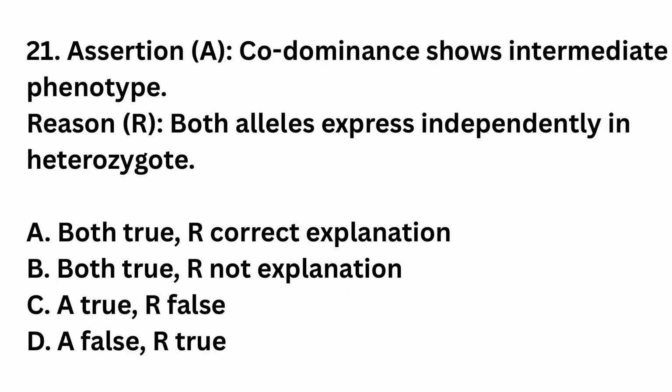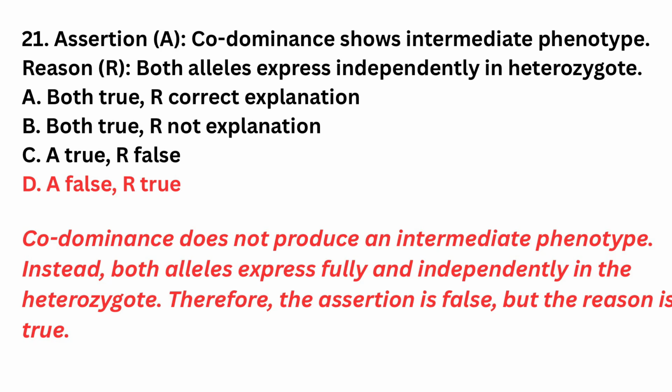Question number 21. Assertion: codominance shows intermediate phenotype. Reason: both alleles express independently in heterozygote. Both true, reason correct explanation. Both true, reason not explanation. Assertion true, reason false. Assertion false, reason true. The right answer is option D, assertion false, reason true. Codominance does not produce an intermediate phenotype. Instead, both alleles express fully and independently in the heterozygote. Therefore, the assertion is false but the reason is true.